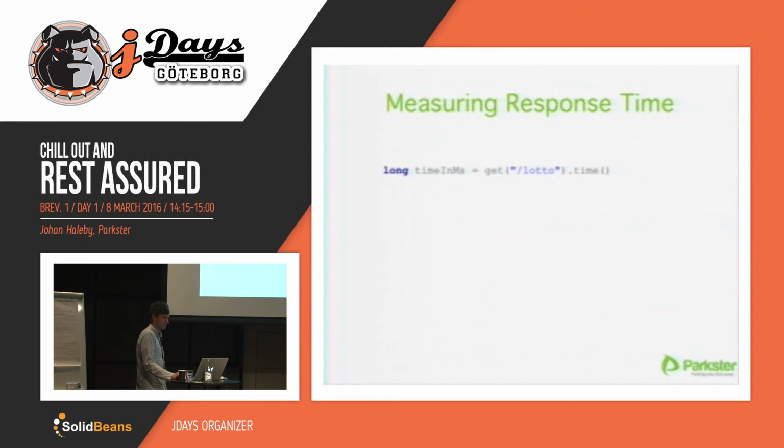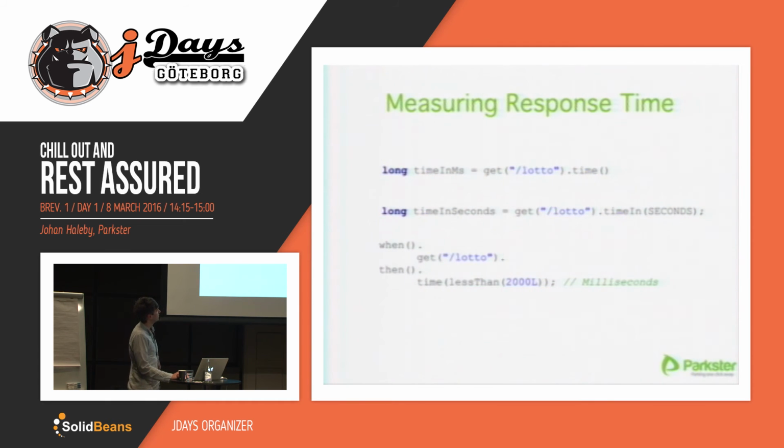And a new feature is that you can easily measure the response time. All you do is get lotto and then time, and it will return the time in milliseconds. Or you can pass in seconds, like this time unit here, a normal Java time unit. And you can also use this in your validations. So that is pretty nice.